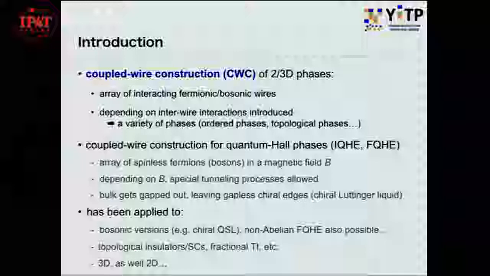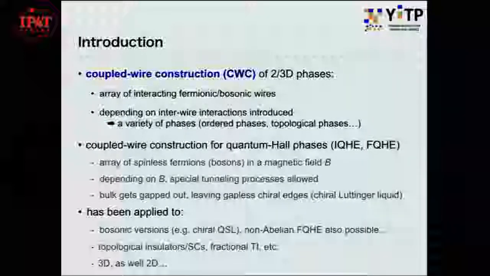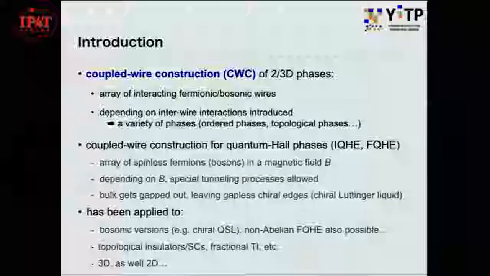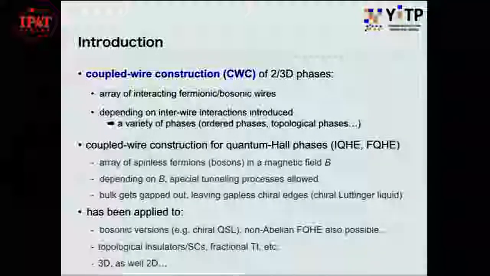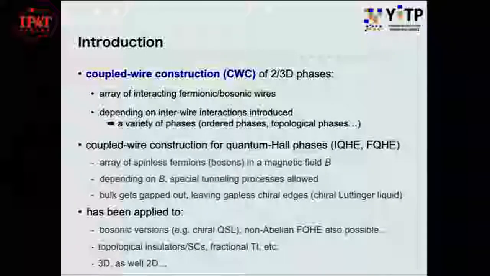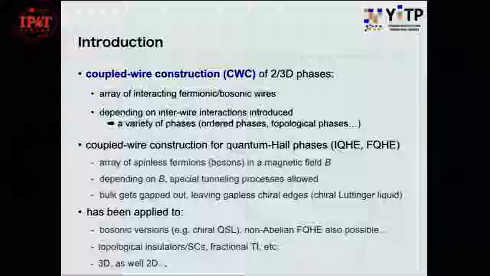Okay, so I think this business started from the coupled wire construction for fractional quantum Hall phases, both integer and fractional ones. In this case, we start from an array of spinless fermions subject to an external magnetic field B. Depending on the value of magnetic field B, several special tunneling processes are allowed. And depending on these special tunneling processes, we can gap out the bulk, but leave a non-trivial chiral Luttinger liquid on the edge of the system. So this is the idea of coupled wire construction.